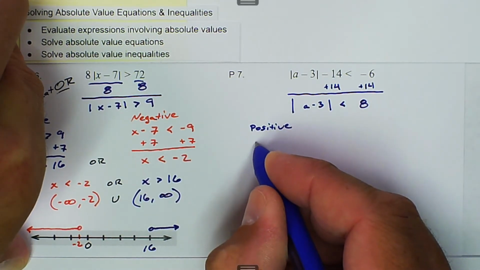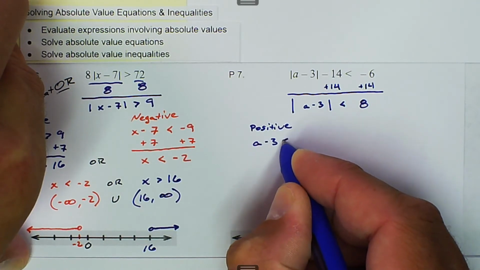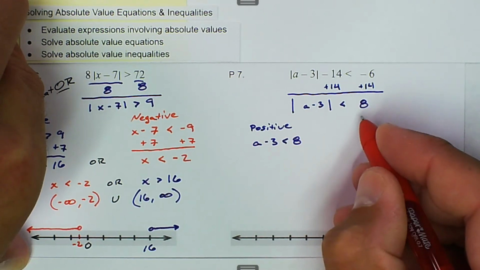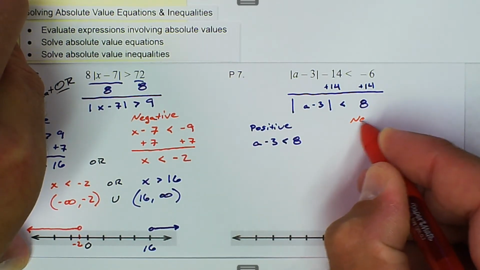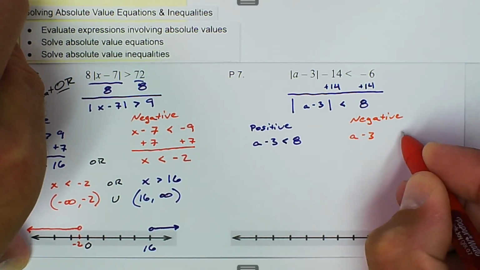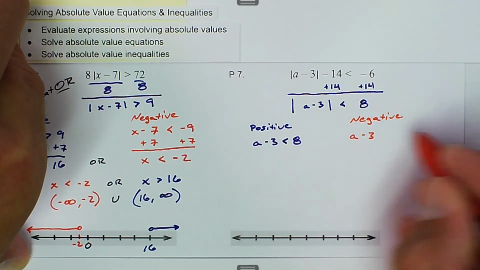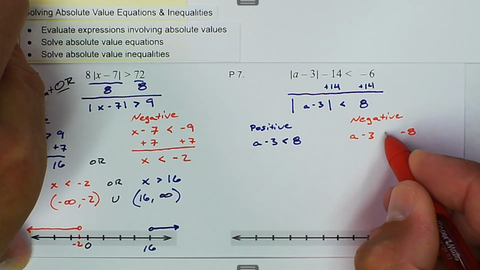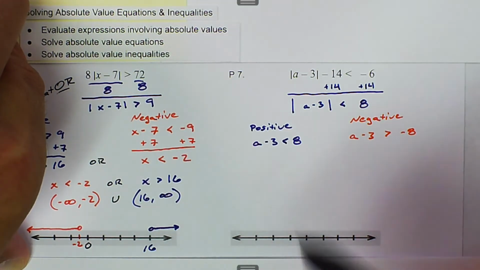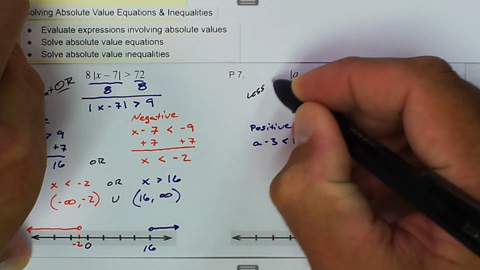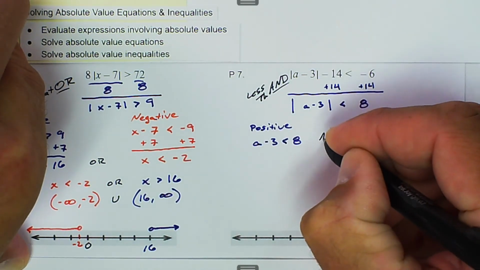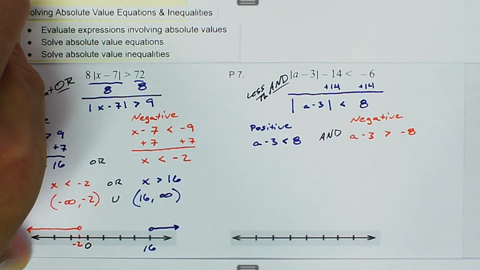In that case, we just write the inequality down. We have a minus 3 is less than 8. And then with a negative value in between the absolute value, we have a minus 3, and we change from positive 8 to negative 8. And because we do that, we have to change the direction of the inequality. And remember that this one is less than. So we're thinking "and" between these two inequalities.